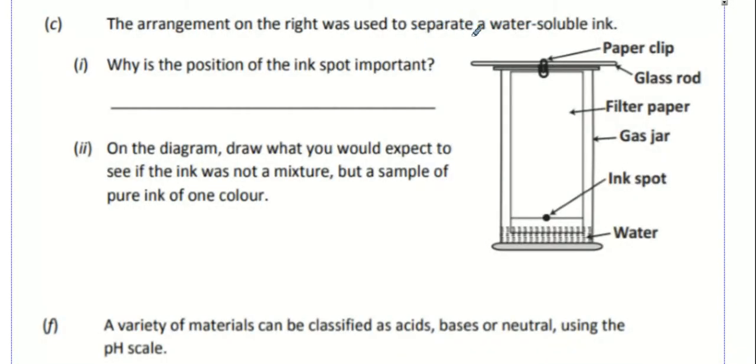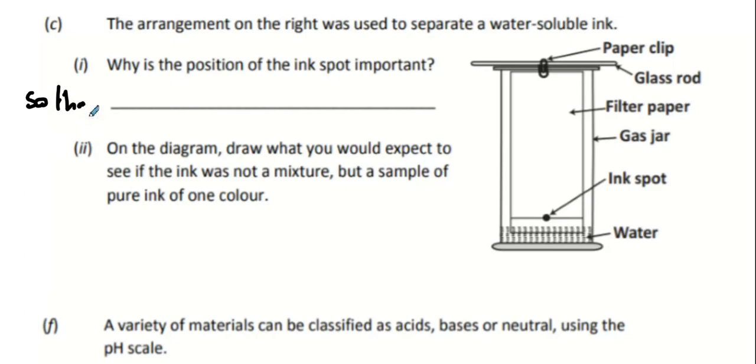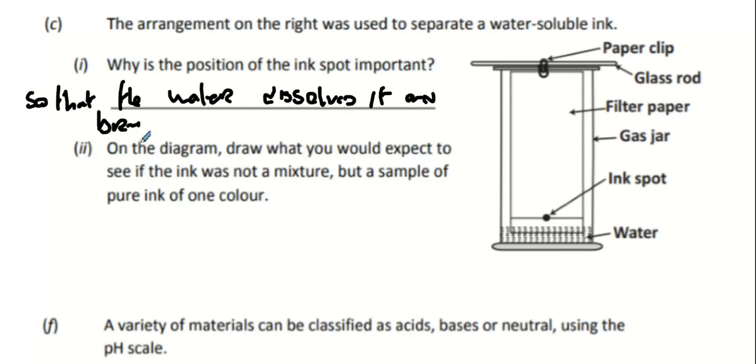The arrangement on the right is used to separate water-soluble ink. Why is the position of the ink spot important? So that the water dissolves it and brings it upwards.